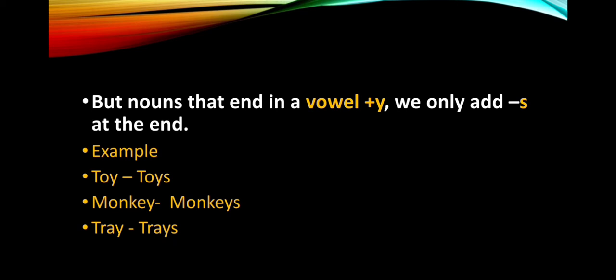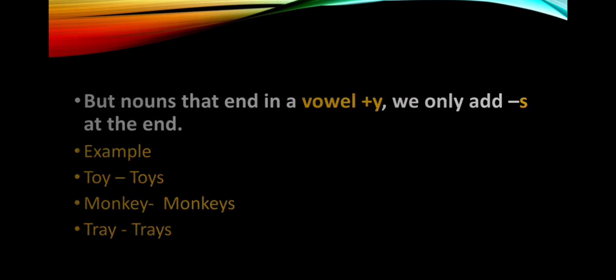Toy, toys. Monkey, monkeys. Tray, trays. In all the given examples, the noun is ending with y and before y there is a vowel. That is, in the first example the vowel is o, in the second example the vowel is e, and in the third example the vowel is a. So we have just added s to form the plural.